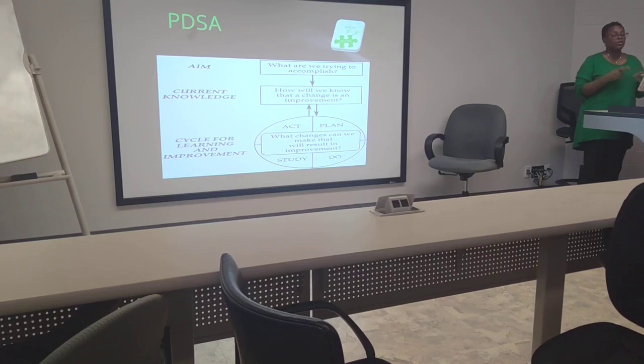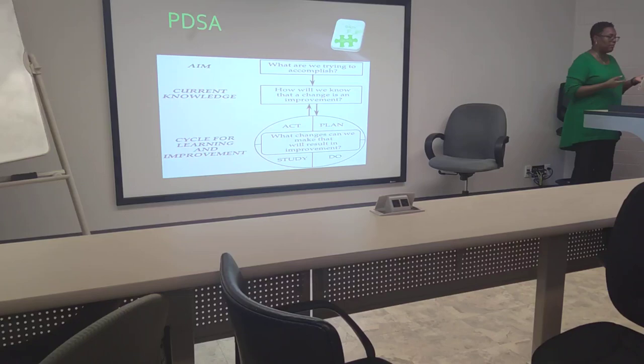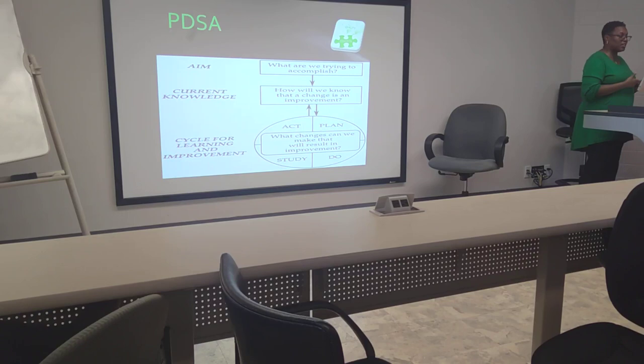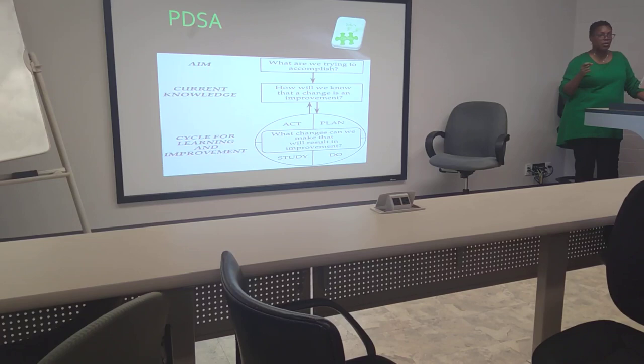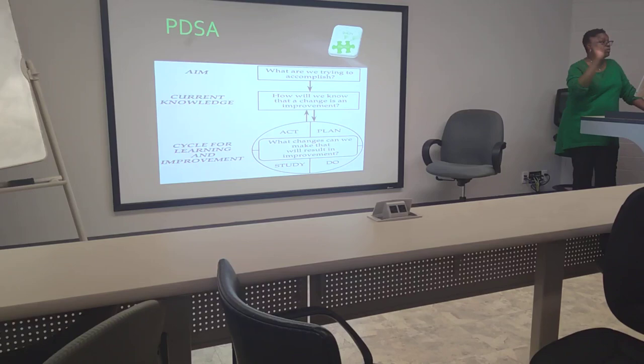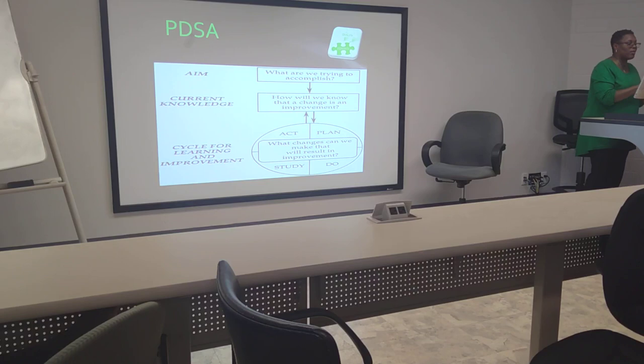What are we trying to accomplish? What is your aim? How will we know that a change has actually resulted in improvement, which is your current knowledge? And then what changes can we make that will result in an improvement? Okay? So these are the questions that you ask anytime you're working on a new project. You can use this model. Like I said, the institution uses it on a regular basis, focusing on aim and current knowledge.